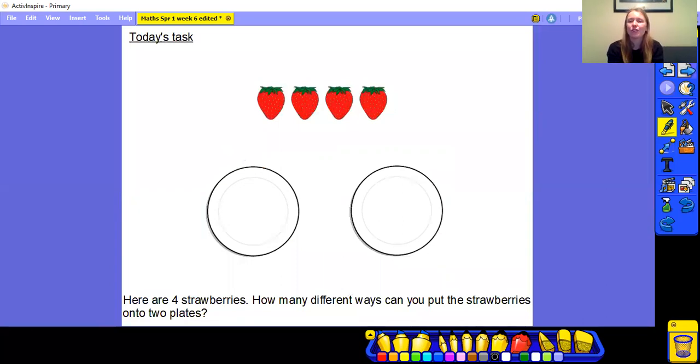Okay, so here is your task for today. Here are 4 strawberries. You can use anything to help you with this. You could draw 4 strawberries. You could maybe choose something different that you want to separate. But you're going to need 4 objects and 2 places to put them. So here are 4 strawberries. And I want you to have a go at splitting them onto the 2 plates and finding out how many different ways you can put the strawberries onto the 2 plates.